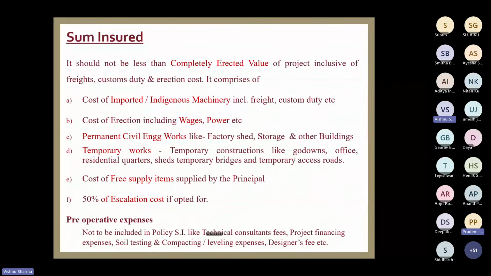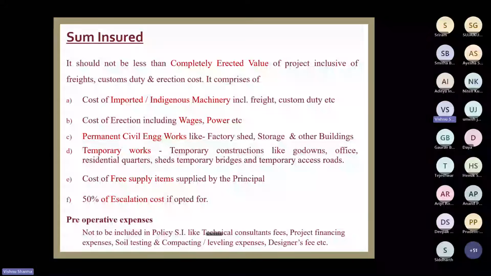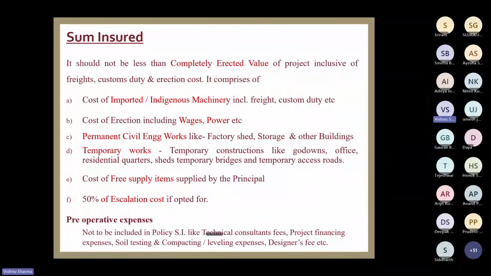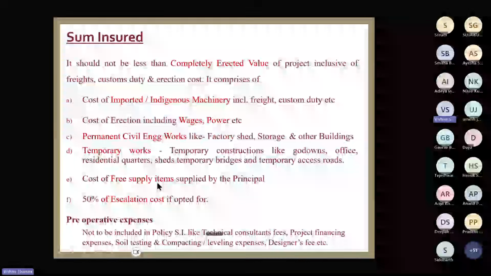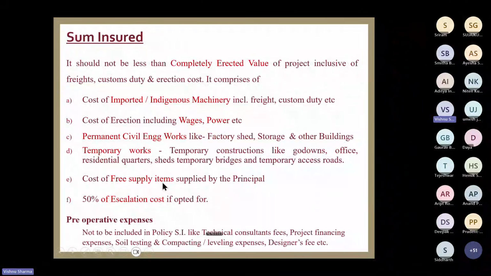This structure is collapsed, and along with that collapsed structure, the freely supplied items are also damaged. In that case, the cost will be paid by the insurance company, provided it is declared in the policy separately under the head of cost of freely supplied items. That is why I am insisting. Unless you pay the premium, the insurance company is not going to pay. Otherwise, they are happy to pay, even though it is supplied by the principal, provided it is a part of the sum insured.